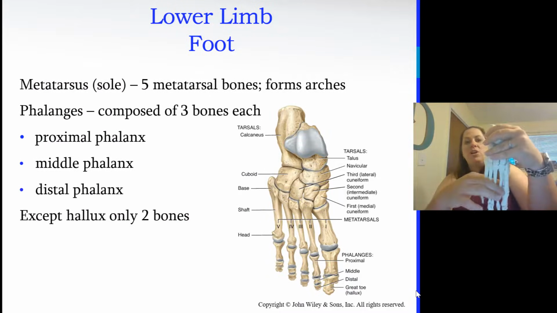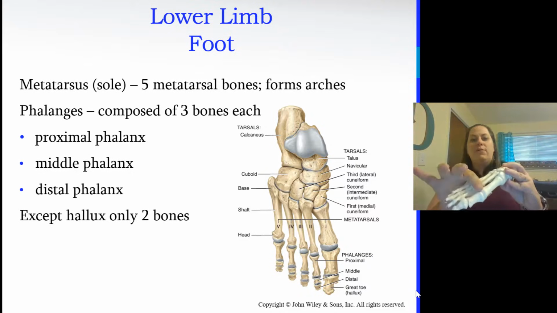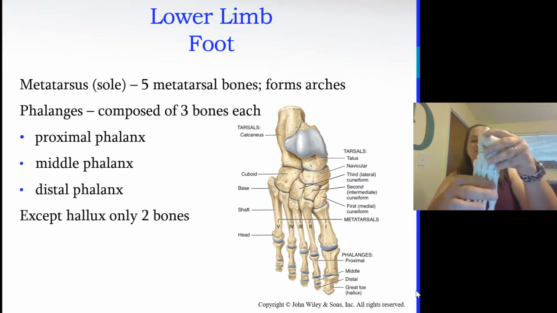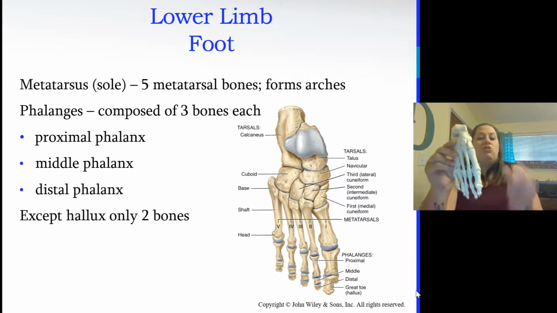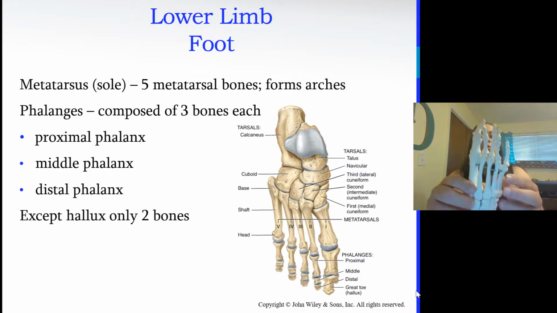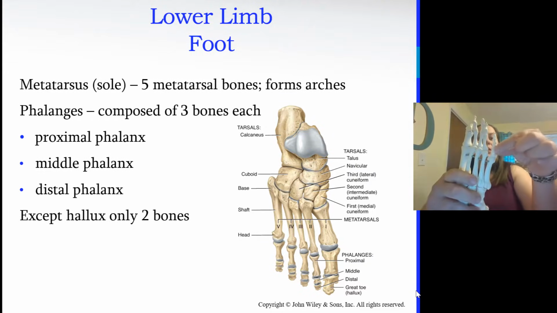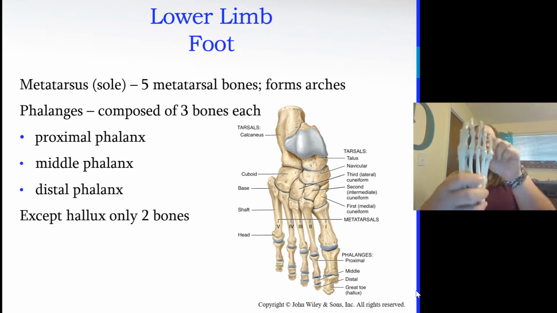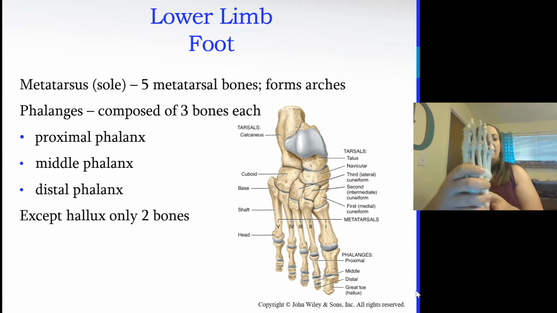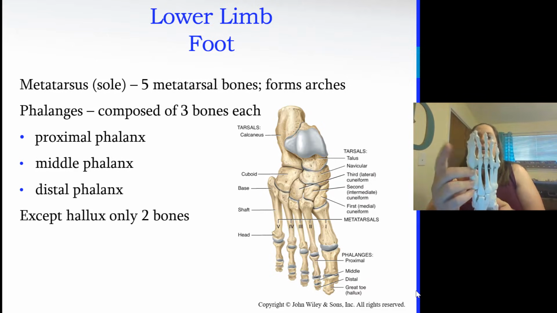You then have the metatarsals, which are here. These are going to form the arch of your foot, the sole of your foot, and you have 5 of them. 1, 2, 3, 4, 5. We also see that then you have your phalanges with the toes. Now, just like we saw with the fingers, your toes are also composed of 3 phalange bones. We do see that there's the proximal, the middle, and the distal for all the toes except the big toe, known as the hallux. Okay, so the hallux is the big toe, the pollex is the thumb.